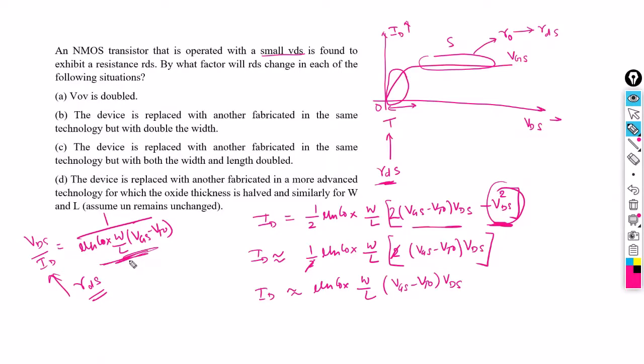So now we have to use this formula to solve our different parts of this question. And one more important thing is this VGS minus VT0 is called as overdrive voltage. So one more different formula for this RDS in terms of overdrive voltage is 1 upon mu n COX W by L VOV. So now we have to use this for all parts of the question.